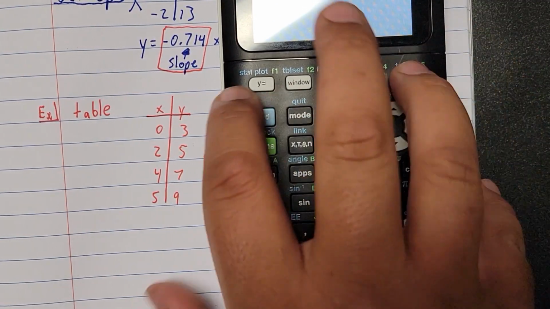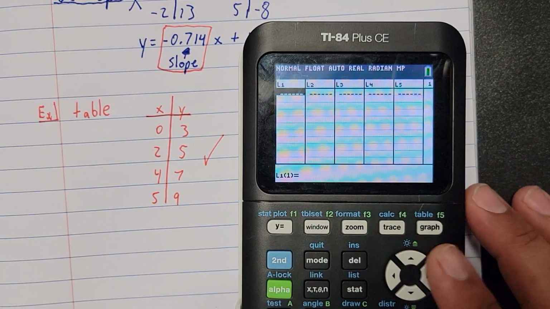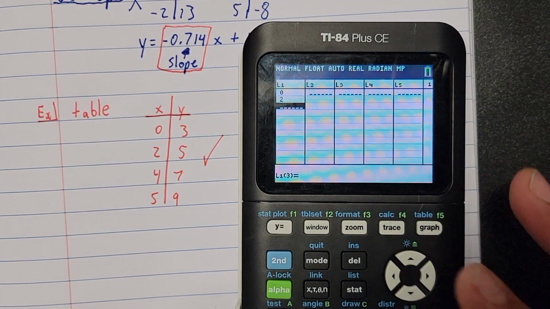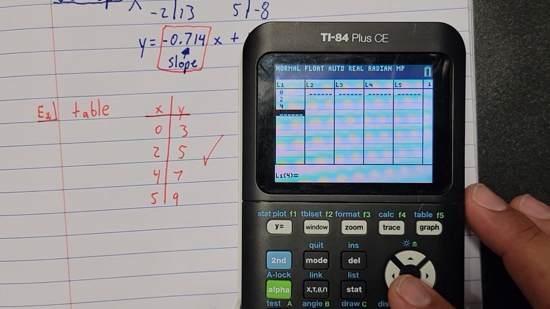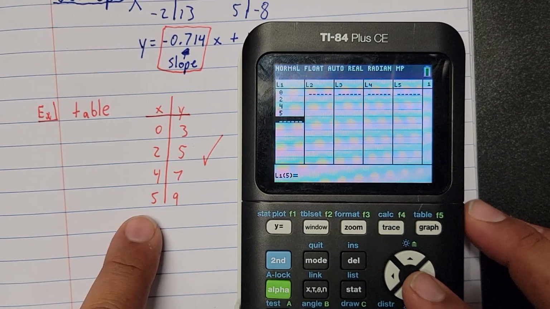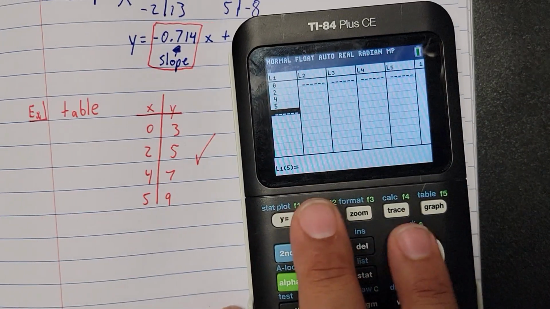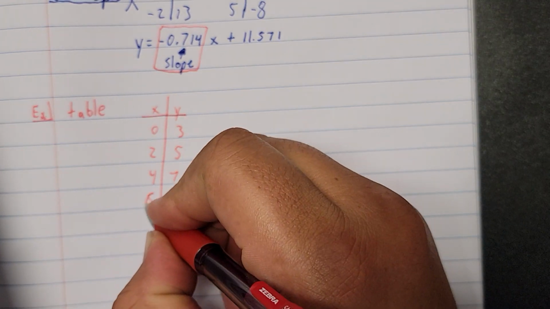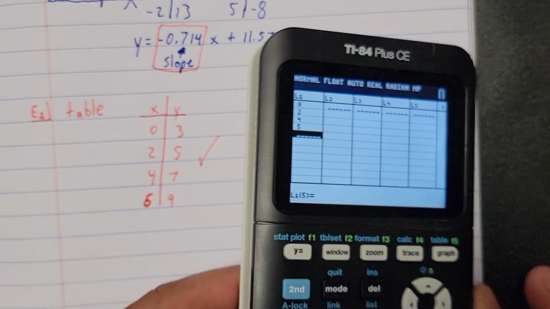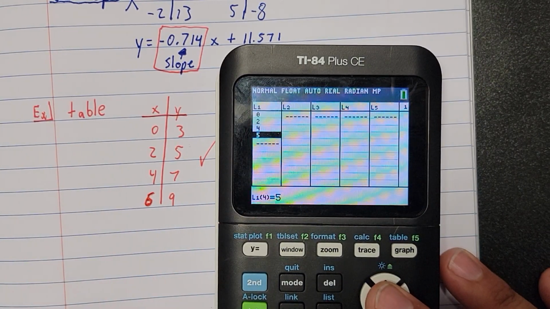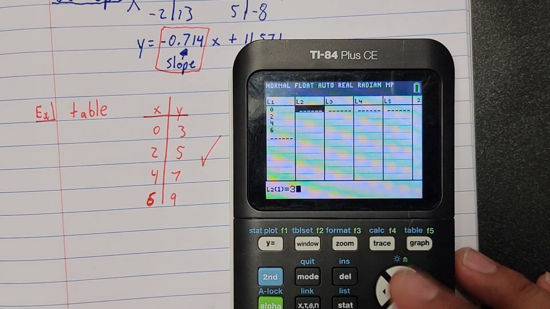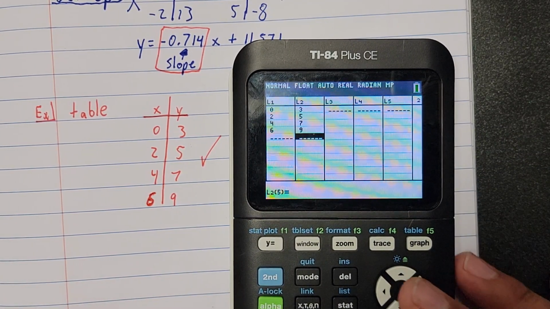And let's start. Push stat, enter. You want to edit right here. Put all these x's in list one. So 0, enter, 2, 4, and 5. Or you know what? Hold up. I want to make sure this is a whole number. Can y'all change this to a 6 actually? Hold up. Let's make this a 6. That way we get a whole number. So go back here and let's put 6. Now go to list 2 and let's put this one 3, 5, 7, and 9.